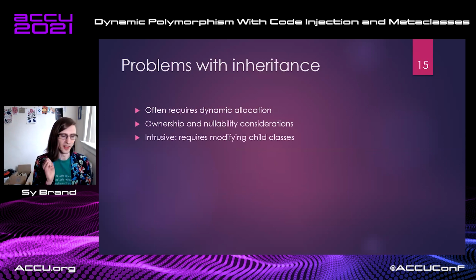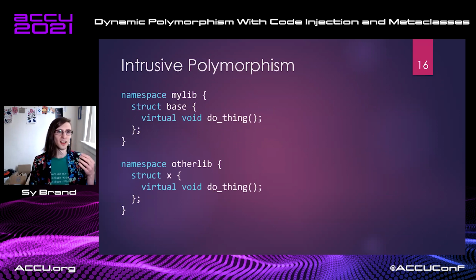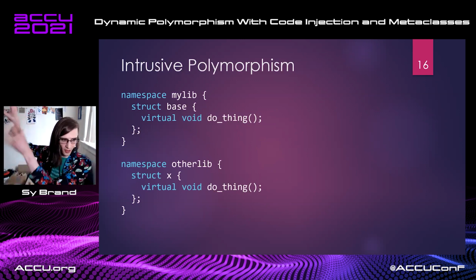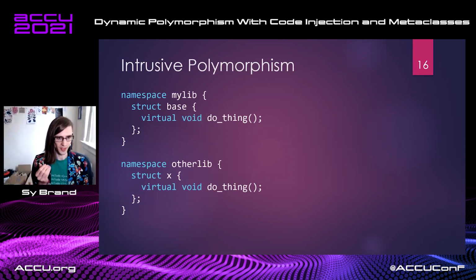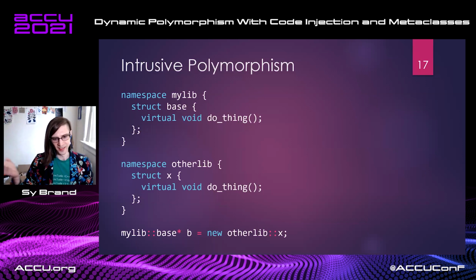It's also intrusive, in that inheritance requires modifying the child classes. An example of this is, say I have a base class with a doThing function, which is in my library somewhere. And then I have another library, which I might get off in the ether from some third party, and that has some type which fulfills this interface. It has a doThing function, which is virtual and takes no arguments and returns void. I cannot dynamically allocate an instance of OtherLib::X and store it as a pointer to MyLib::Base because X does not derive from Base. This would work if we made X derive from Base, but maybe we can't do that. Maybe we don't own this other library. Maybe we have to write a bunch of wrapper types and things like that. And if you've ever had to do this for a bunch of different types and maintain it, it can become a nightmare quite fast.